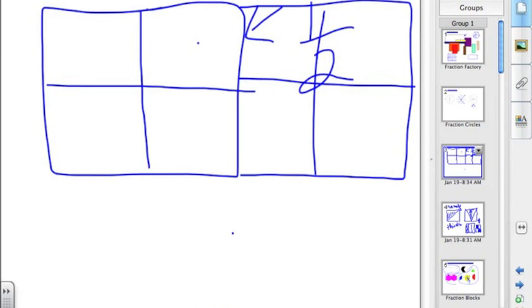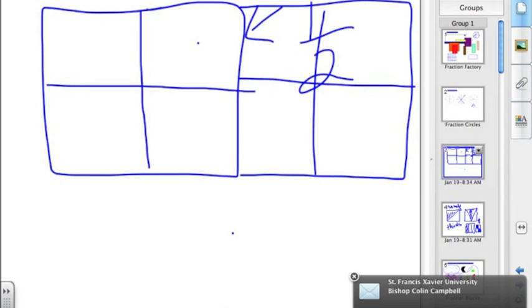I can't show you a 1/2 until I know what the whole is. I can't show you a 1/4 until I know what the whole is.